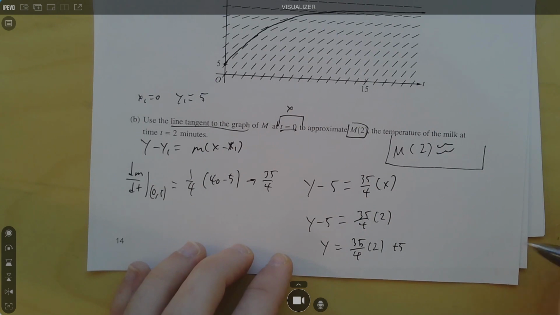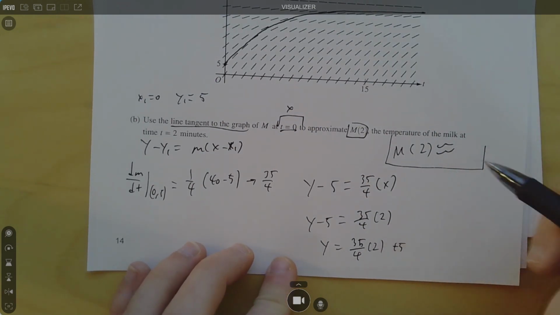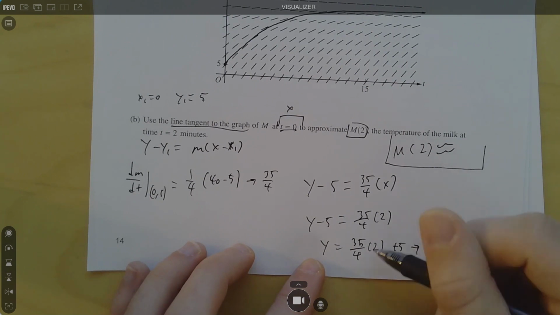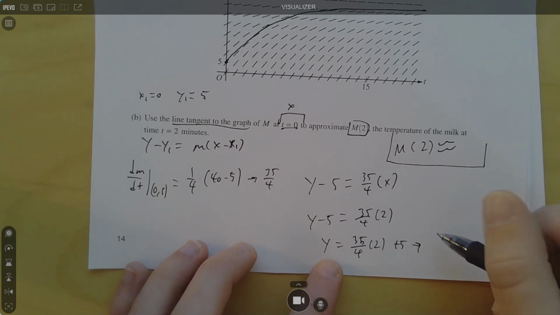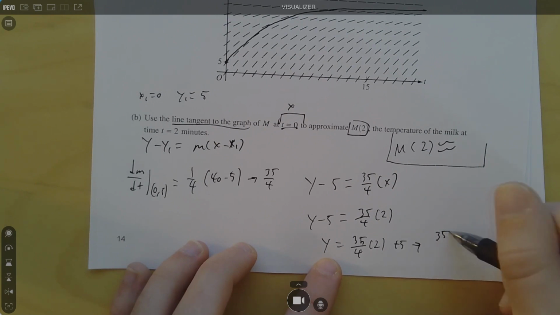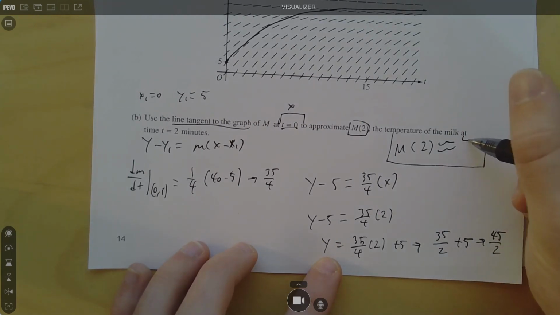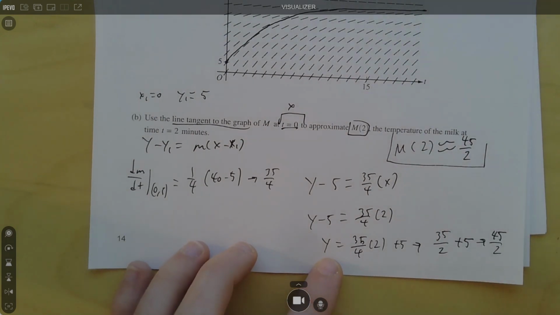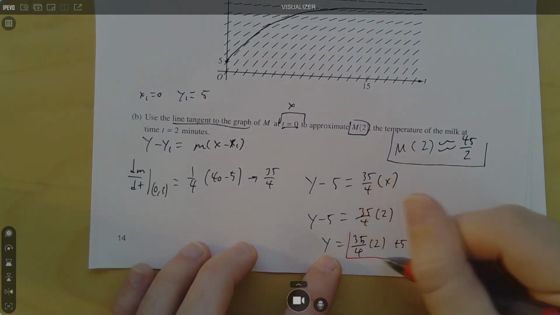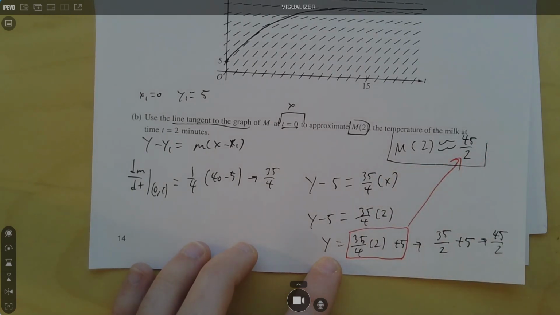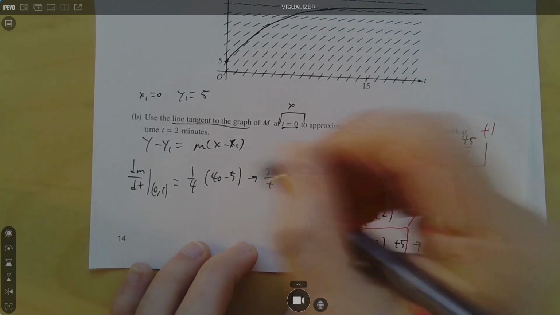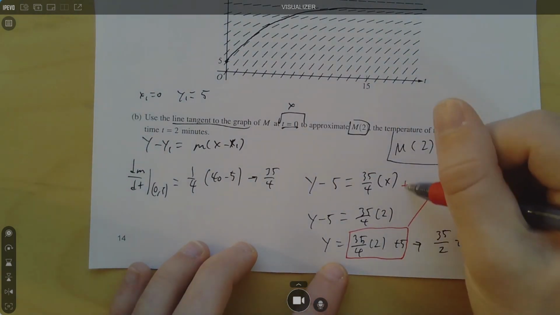And again, you could potentially just put that as your answer and get the points. I will go ahead and simplify this. So you're going to get 35/2 plus 5, which is 45/2. Okay, so that would be here. Again, technically you don't have to simplify it. You can just put that in there and you get the point. So a point there for that and a point for writing the equation here.